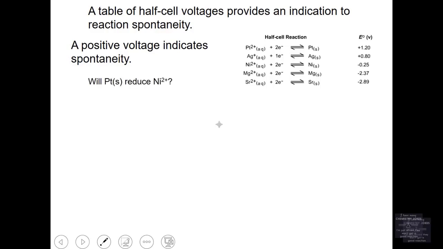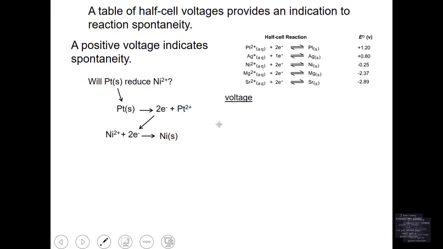Well, let's use that reduction potential table to answer the question, will platinum solid reduce nickel 2+? So if platinum solid is going to reduce nickel, that means platinum itself will be oxidized. So here is an oxidation half reaction for platinum, where platinum solid is going to lose 2 electrons to become platinum 2+. What happens to those 2 electrons? They go onto the nickel. Nickel 2+ will gain those same 2 electrons that platinum lost in order to become nickel solid. But the question is, does this reaction happen spontaneously? Do electrons prefer to be on platinum or do they prefer to be on nickel?